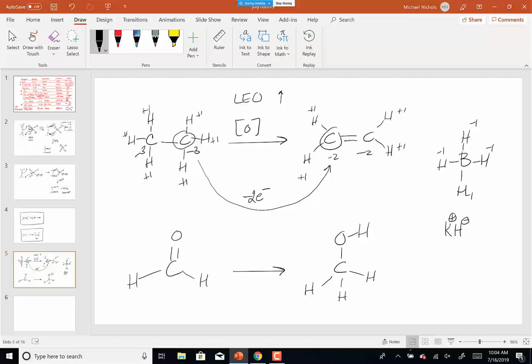In this case, boron would be a +4. Sorry, +3. It's +3 because overall, a borohydride is a -1 ion. So it's BH4-, and so each hydrogen is a -1. That would put the boron as a +3.